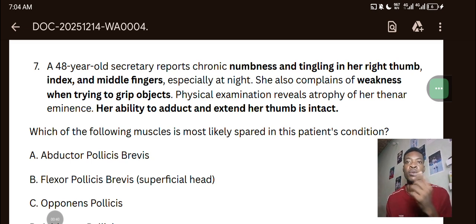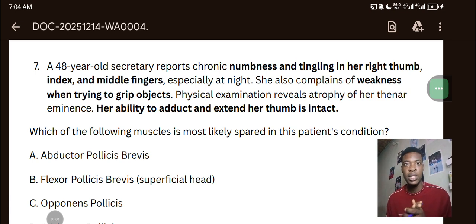Physical examination reveals atrophy of her thenar eminence. Her ability to adduct and extend her thumb is intact. So the question is quite basic, because if you see this in an exam question, you just have to know which muscle here affects adduction. But for the sake of teaching and video, let's try to analyze the whole thing.